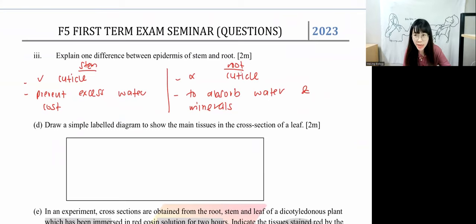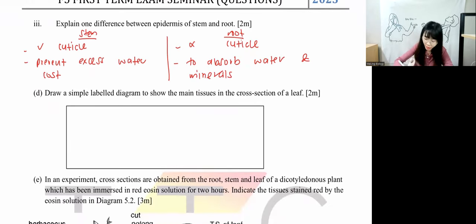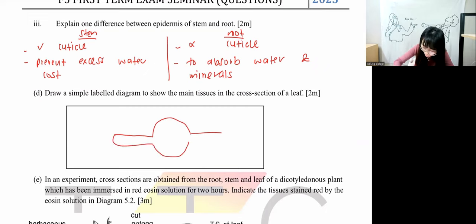Okay, now done with this, we're going to look at the next one. Draw a simple labelled diagram to show the main tissues in a cross-section of a leaf. How do we draw a simple labelled diagram? Leaf, just now we said we have a pattern. Do you guys remember what pattern the leaf is? It is a watch. Very good. Looks like a watch, right? So when you draw, you don't have to draw perfectly, but something like that, guys. And then you draw like that.